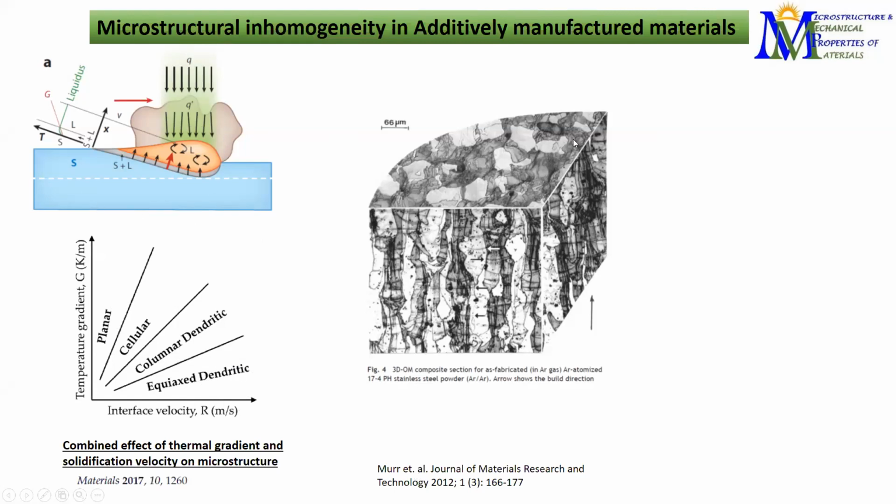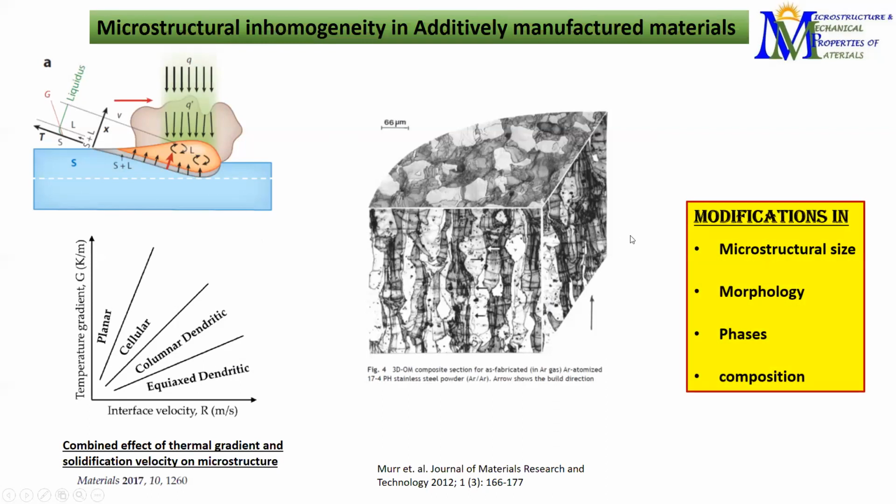This is just an example of what we are seeing here. We are seeing equiaxed grains on the top and examples of columnar grains forming in between. Due to additive manufacturing, we can have a modification in the microstructural size, morphology, and the phases being formed, as well as even a variation in the composition. So although we started with the same powder of the same composition, we can have differences in the composition all throughout the structure.